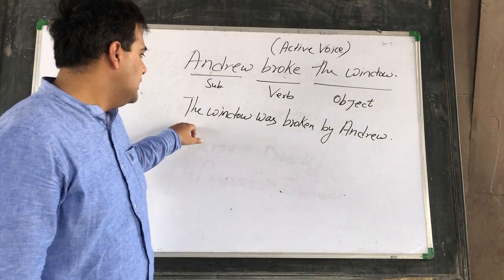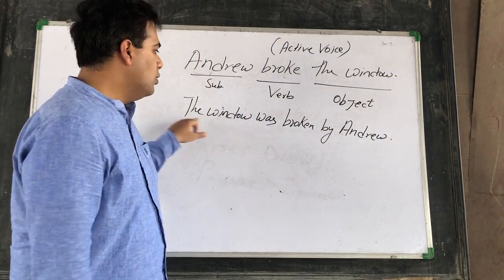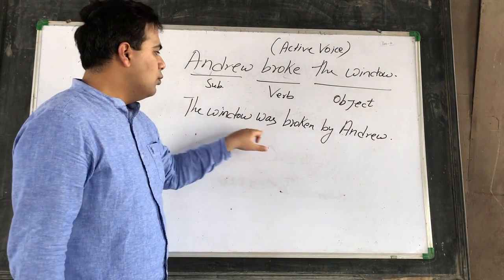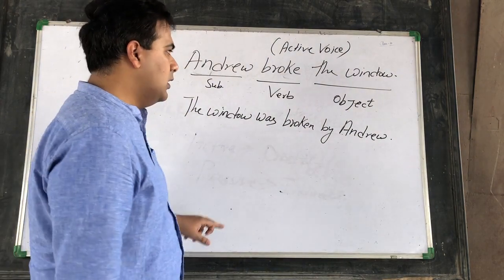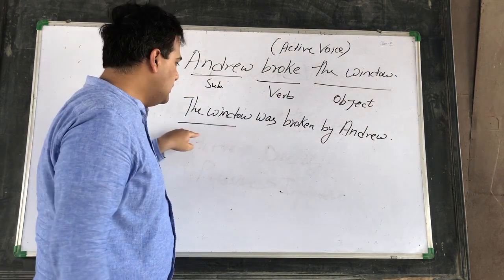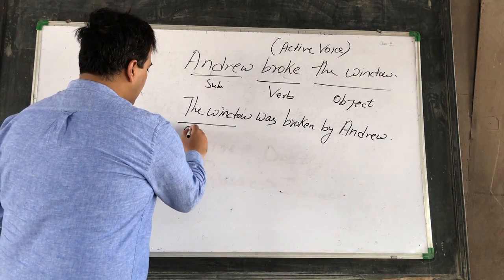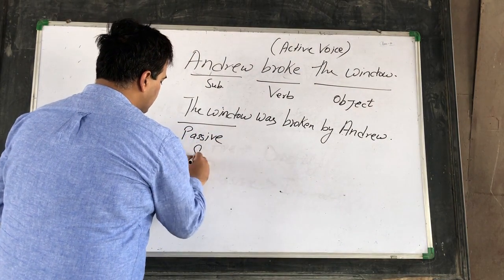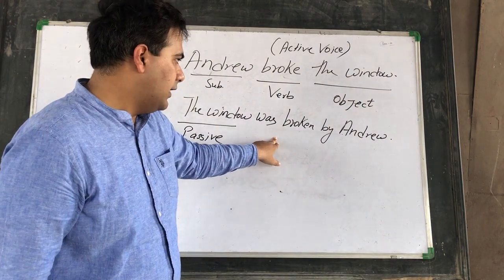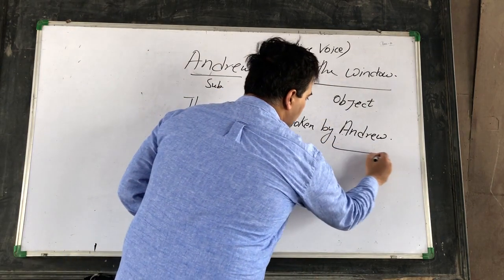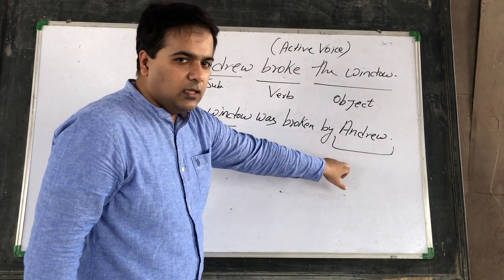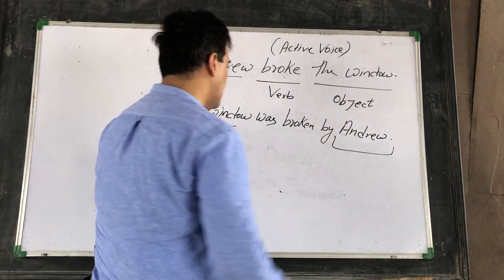Now see this sentence. It says, the window was broken by Andrew. Now you see here the window was the object in the previous sentence, but in this sentence it becomes the passive subject. And in the previous sentence Andrew was the subject, but here it comes in the last place and acts like a passive object.